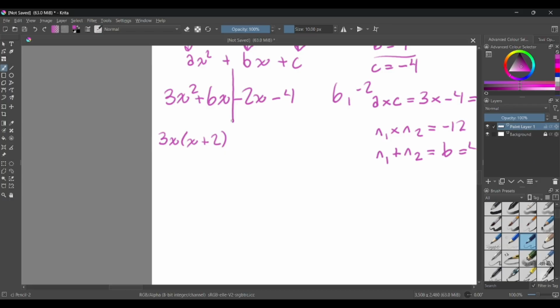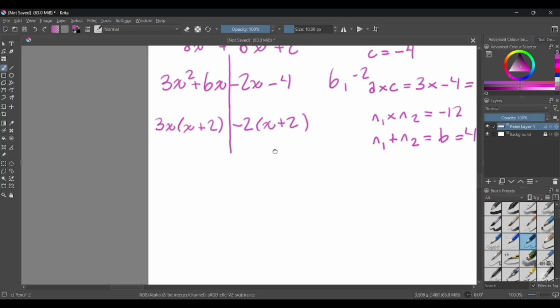Now, let's do the exact same thing with the other side. So we know that negative 2x is divisible by negative 2, and so is negative 4. So we can divide that by negative 2. Then negative 2x divided by negative 2 is just x. And then negative 4 divided by negative 2 is 2.